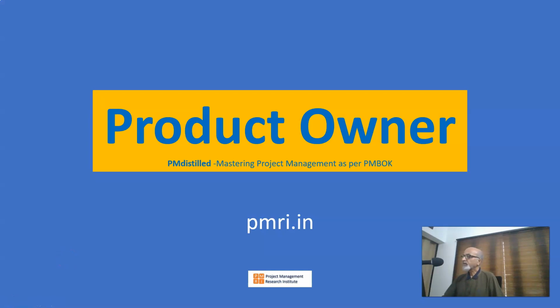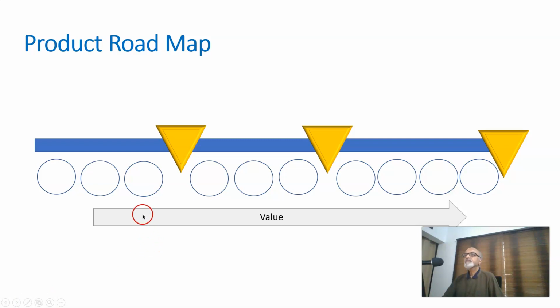Let us explore the product owner's roles and responsibilities within Agile. The key role of the product owner is to own the product roadmap. So what is the product roadmap? We have to define the major milestones, but especially the release milestones.